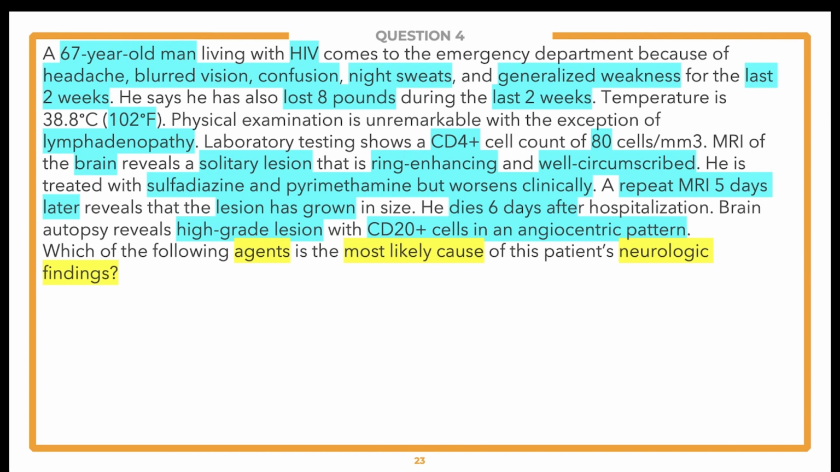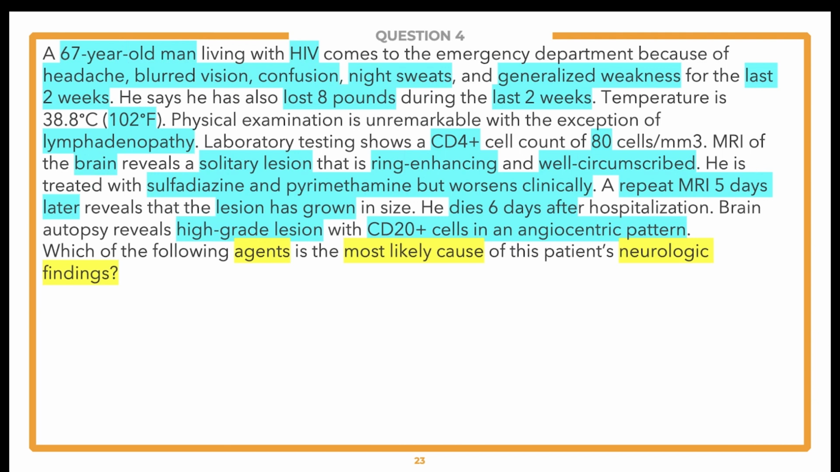Headache, blurred vision, confusion, night sweats, generalized weakness for 2 weeks. He lost some weight, 8 pounds in 2 weeks, got a temperature, got lymphadenopathy, a CD4 count of 80, and then you've got a solitary lesion that's ring enhancing and well circumscribed. Those right there are buzzwords that should have your brain ticking in the right direction here.